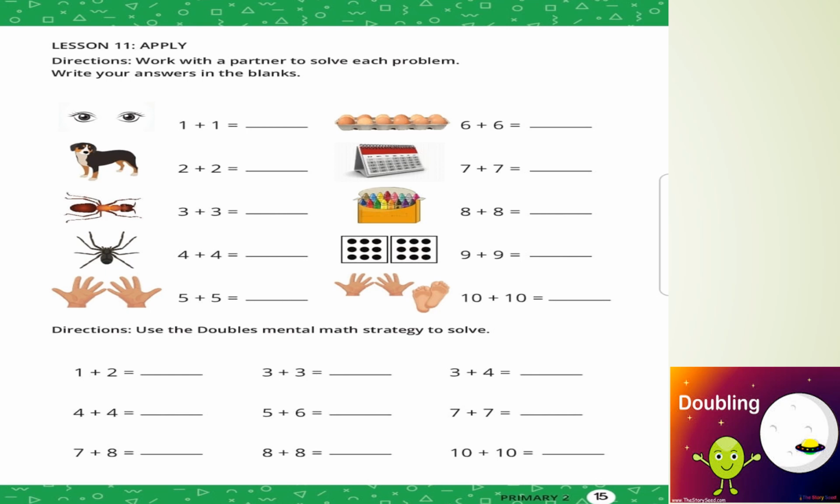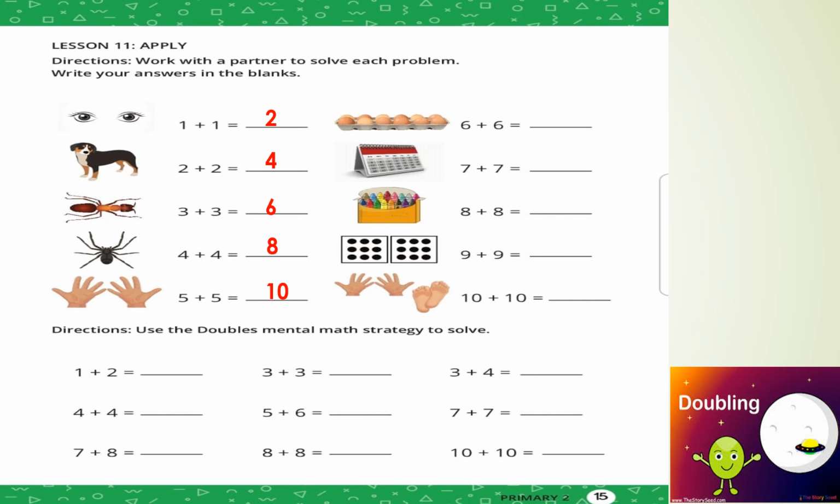Lesson 11, the apply part. Work with a partner to solve each problem. Write your answers in the blanks. As we said previously, doubles means adding the same number to itself. Like 1 plus 1 equals 2. 2 plus 2 equals 4. 3 plus 3 equals 6. 4 plus 4 equals 8. 5 plus 5 equals 10. You can complete the rest of the problems by yourself.